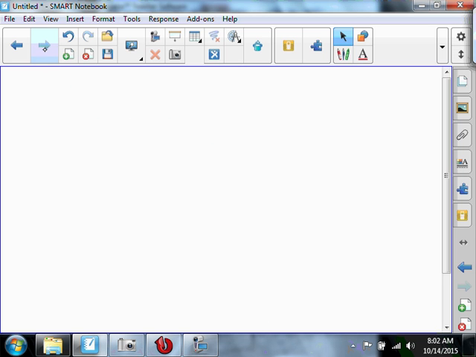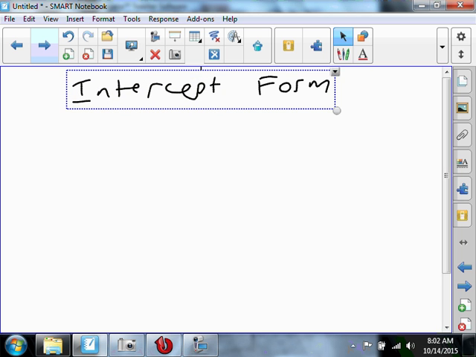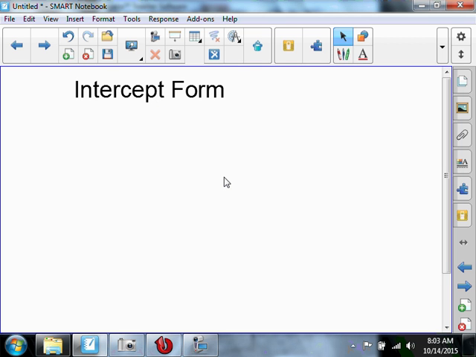Okay, so intercept form, here it is. Intercept form. Not interest form, it's intercept form. There we go. f of x or y equals a times the group x minus p times the group x minus q.